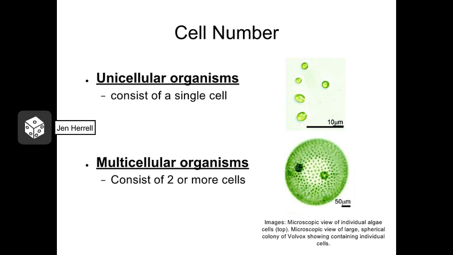We can also look at the number of cells that an organism has when we're categorizing it. Some organisms are unicellular, or single-celled. Here, for example, are some single-celled algae. That entire organism consists of only one cell. Other organisms, on the other hand, are multicellular. Our bodies, for instance, are made of trillions of different cells.